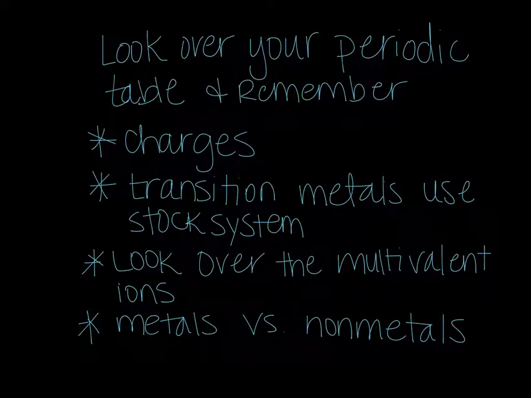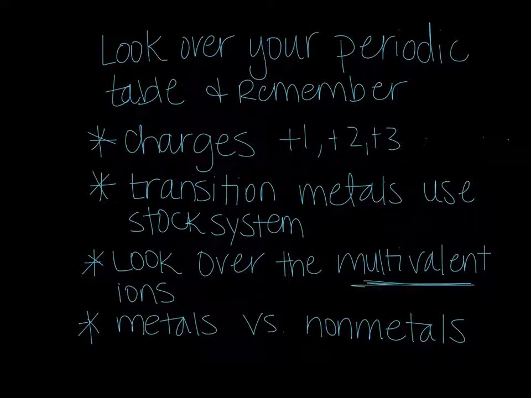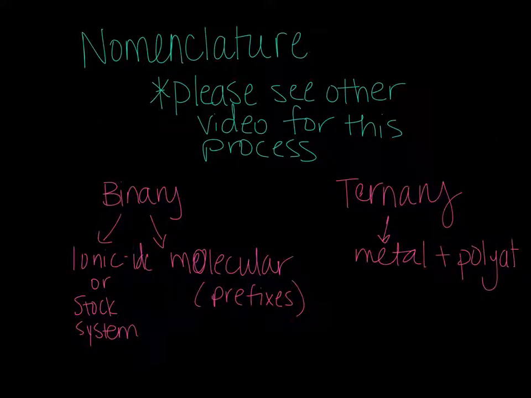Okay. Look over your periodic table. Please remember your charges, just like the +1, +2, +3, and so on and so forth, okay? Make sure you know how to use those charges in order to name things, so look over your nomenclature. Transition metals, you always want to use that stock system, so that means I do want you to look over your multivalent ions. I gave you a list in your notes, and I'm going to post the key to the notes later anyway, so you'll see my list if you don't have it written. And then make sure you know who are your metals, who are your non-metals, because that is half the battle when you are naming.